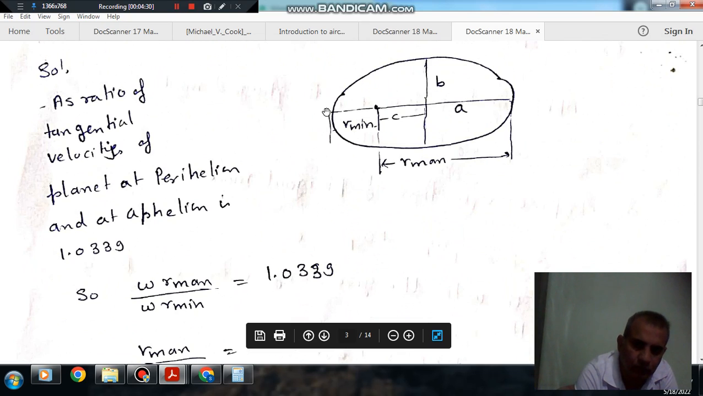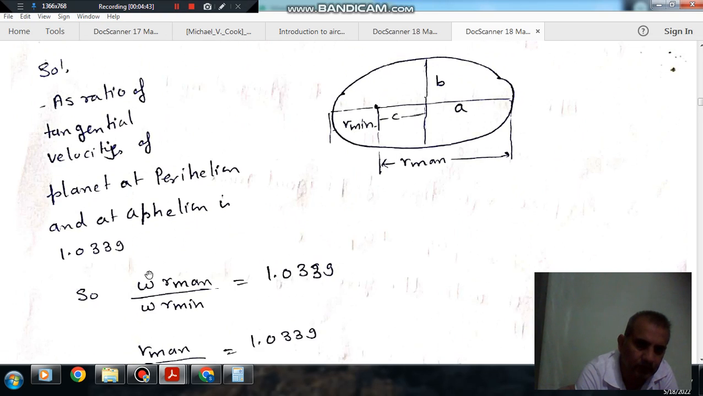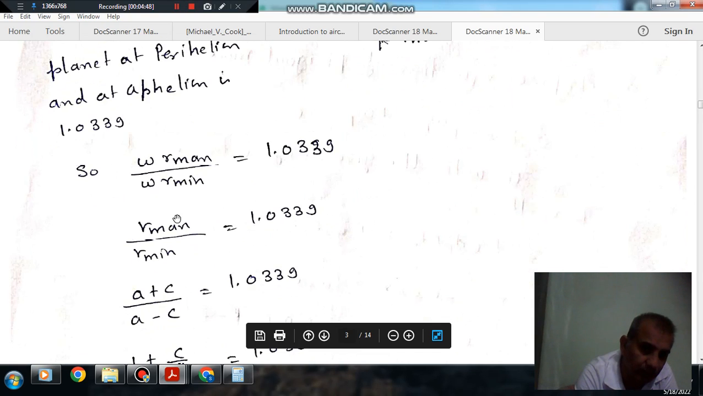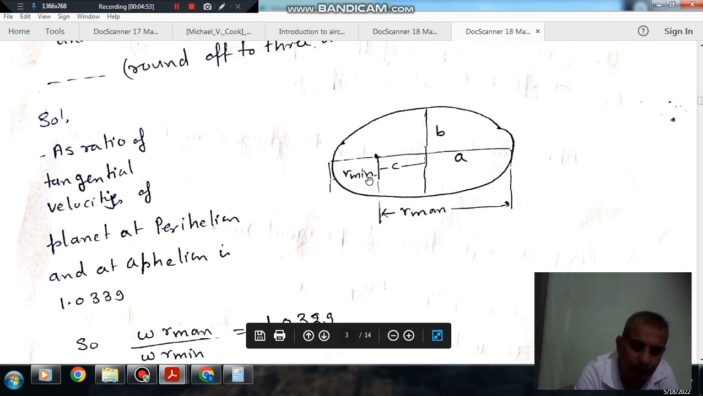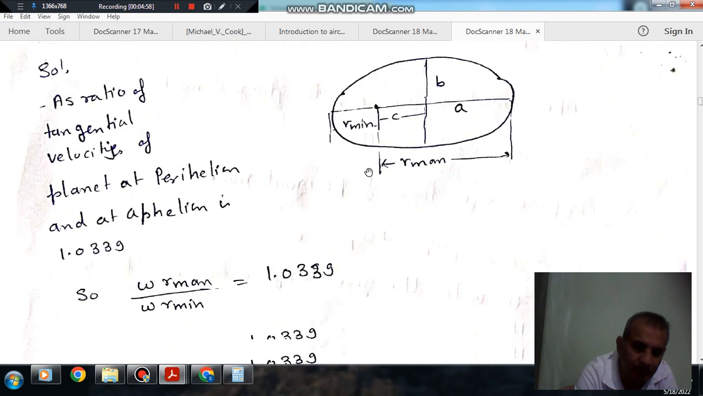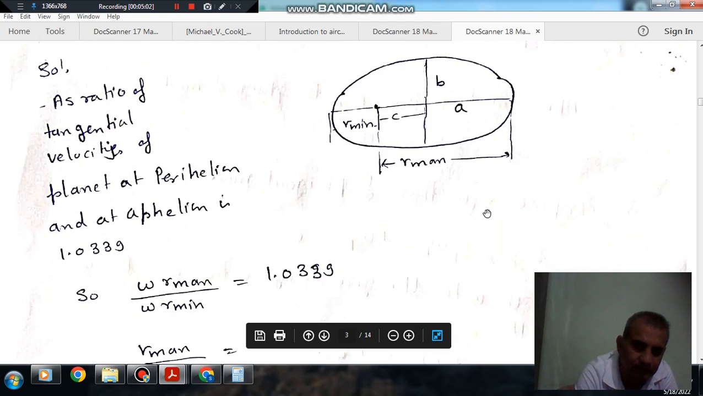The ratio of tangential velocity of the planet at the perihelion and aphelion is 1.0339. Here the velocity is omega r max, and here the velocity is omega r min. So r max by r min will be 1.0339. From the diagram we can see that r min is a minus c, and r max is a plus c.